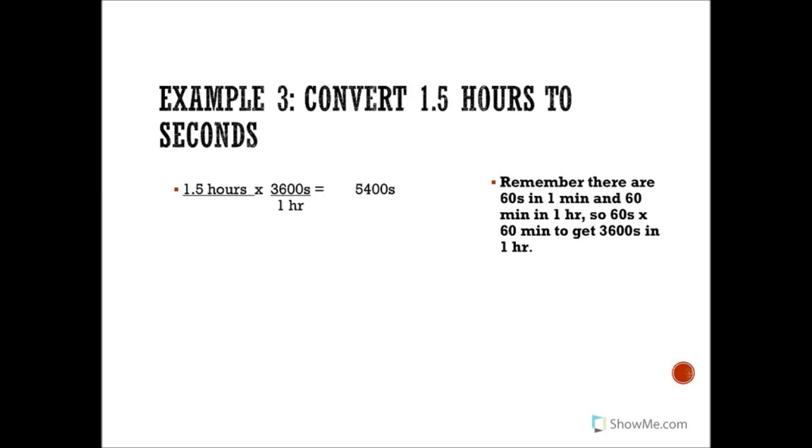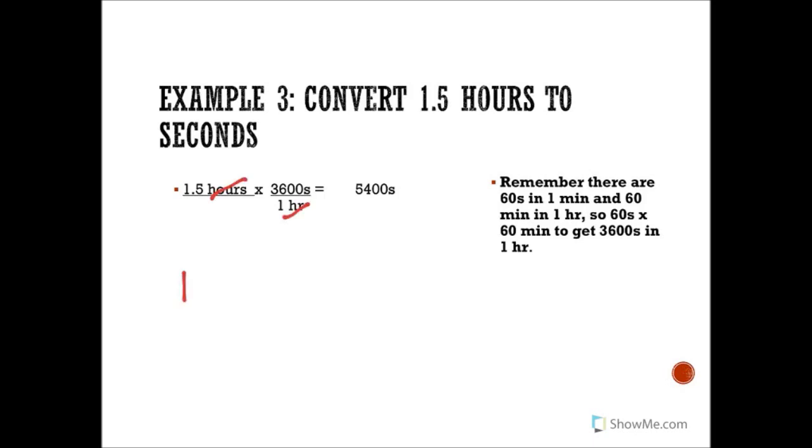In our third example here, we have 1.5 hours converted to seconds. We start with 1.5 hours and we multiply it by 3,600 seconds over 1 hour. So those times are the exact same. There's 3,600 seconds in 1 hour, and we notice our hours cancel off and we're left with just seconds.